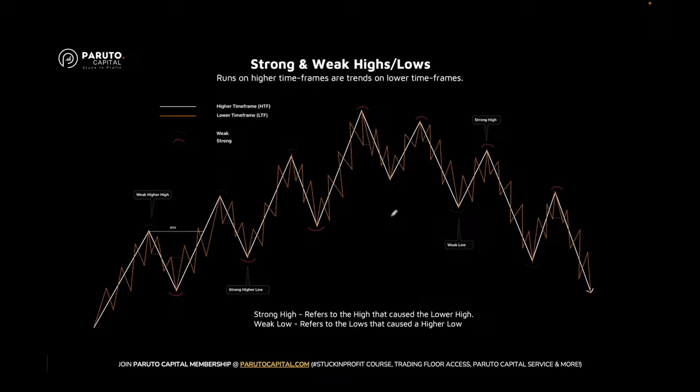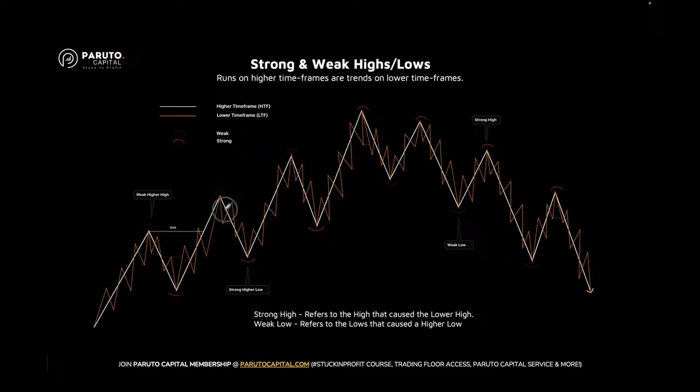Now let's look at the concept of strong and weak highs or lows. So basically, I have emphasized earlier, runs on the high time frames are trends on the lower time frames. So you can see again, the white lines, the high time frames, and then the orange lines in the lower time frames. But there's also something to pay attention to. You can see price came here, pulled back a little bit, and then took out this previous high, right? So this low that took out this high is called a strong low. And why is it a strong low? Because it did its job. It took out this high, so that's a strong low. Now this becomes a weak high because it was taken out by this strong low.